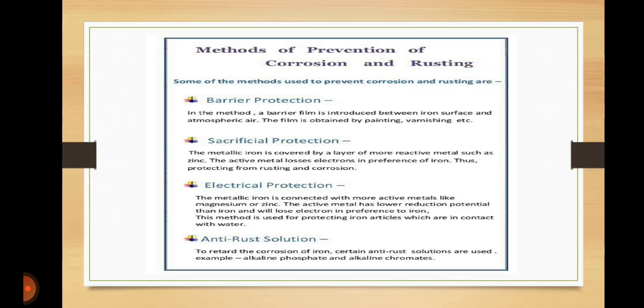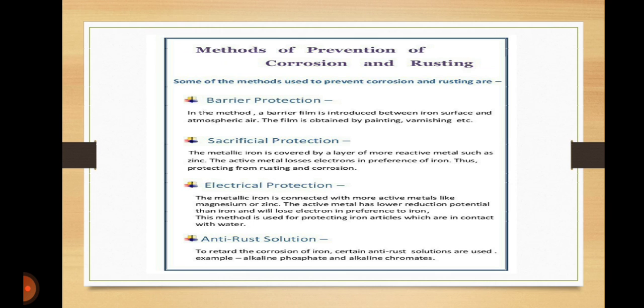Now here are some methods to prevent corrosion. The first one is barrier protection. In this method, a barrier film is introduced between the iron surface and atmospheric air. The film is obtained by painting or varnishing. The second method is sacrificial protection. The metallic iron is covered by a layer of a more reactive metal such as zinc. The active metal loses electrons in preference to iron, thus protecting it from rusting and corrosion.